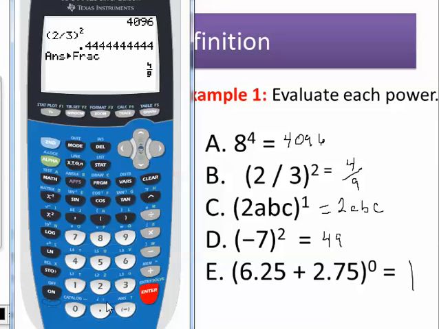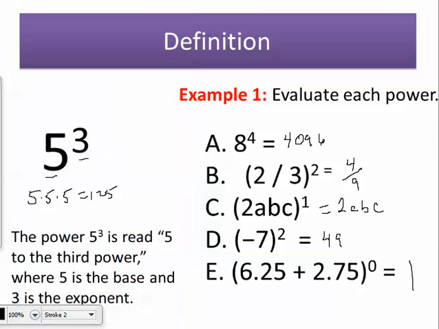Okay? Negative 7. You always put parentheses around negative numbers. Negative 7, parenthesis, and you're raising that to the 2nd power, 2. You press enter, and it gives you the 49. Okay? Okay, enough of that. I just wanted to make certain you knew a little bit about the calculator and knew how to work those type of things.